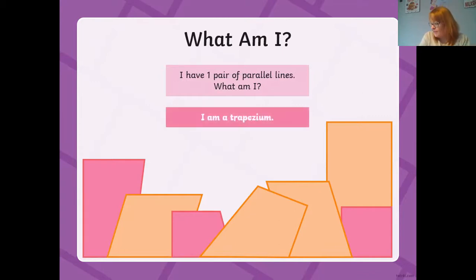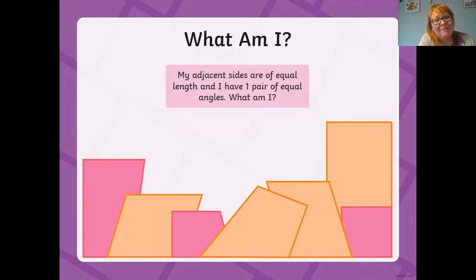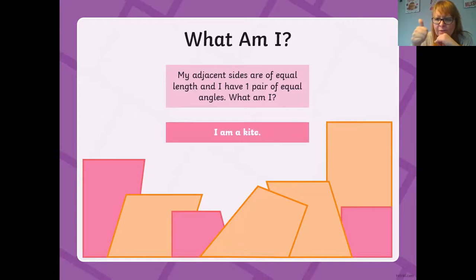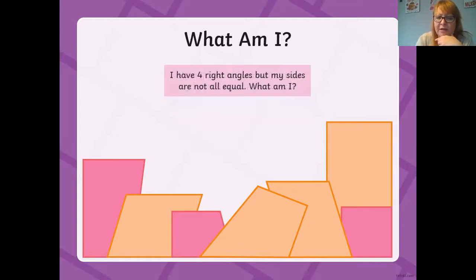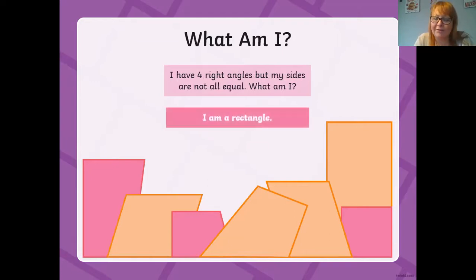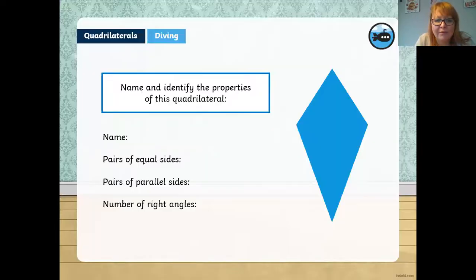Well done. Trapezium. My adjacent sides are of equal length and I have one pair of equal angles. What am I? Fantastic. You've got this. You're a kite. I have four right angles, but my sides are not all equal. What am I? Shout it out. Well done. A rectangle or oblong.